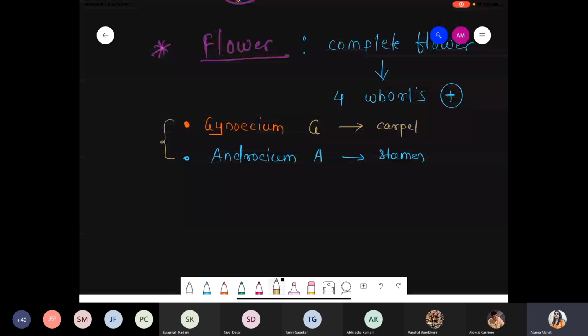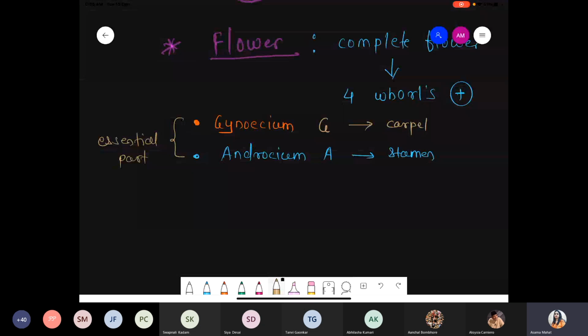We are talking about the essential part because if you want to perform a successful fertilization, obviously male भी चाहिए, female भी चाहिए, right? So if sepal is absent, petal is absent, इतना ज़्यादा कुछ फर्क नहीं पड़ता flower. But if androecium and gynoecium are absent, there is no fertilization, and if no fertilization, no new flower, no new plant gets generated. So that's why gynoecium and androecium are both essential parts.